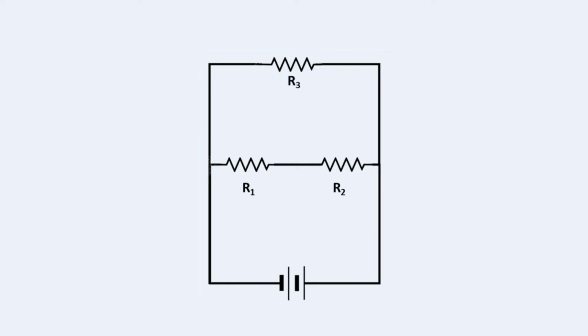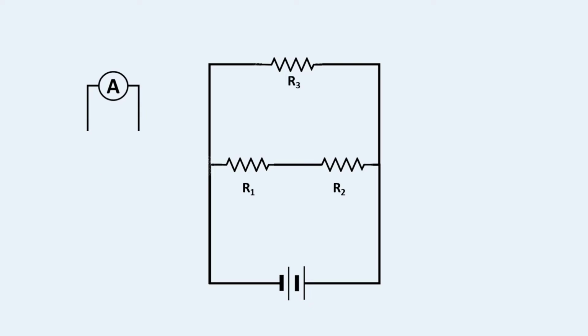Let us say you have a circuit that has a battery and 3 resistors, resistor 1 or R1, resistor 2 or R2 and resistor 3 or R3. Current or electrons will flow from the negative terminal and pass through all the resistors R1, R2 and R3 towards the positive terminal. Now, here's why you must not connect an ammeter in parallel.